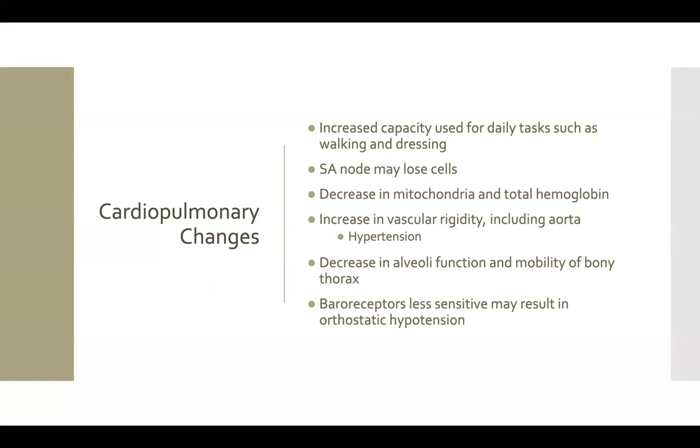increases in ventricular hypertrophy or hypertrophy and stretching. Decrease in the alveoli function and mobility of the bony thorax. This can decrease ventilation and overall lung capacity. Then you have your baroreceptors, which are less sensitive and may result in orthostatic hypotension. You guys will cover this a little bit more in detail next semester.